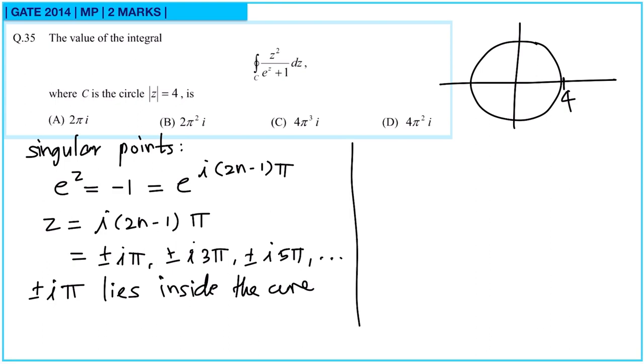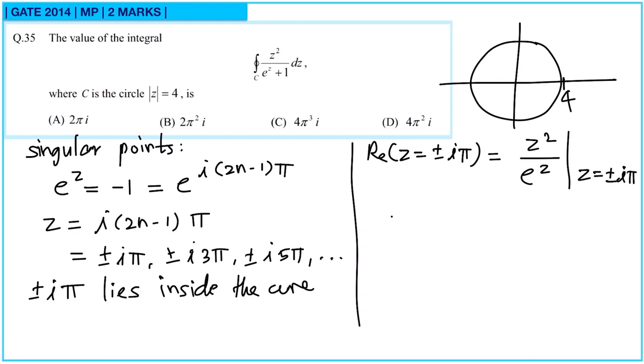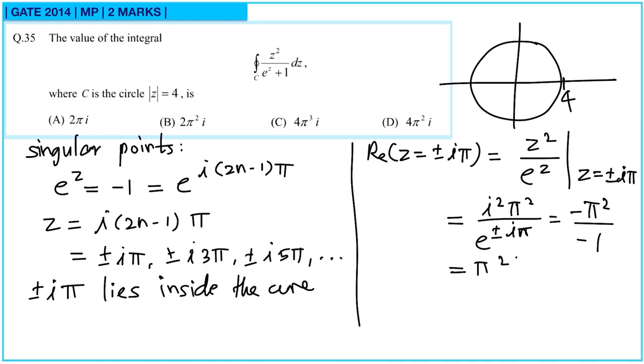So let us find out residue at those points. So residue when z is equal to plus minus i pi will be equal to, numerator as it is, and we have to take derivative of denominator, which is e raised to z, at z is equal to plus minus i pi. So z is plus minus i pi, its square will be i square into pi square, divided by e raised to plus or minus i pi. So this will be minus pi square upon e raised to plus or minus i pi, which is always equal to minus 1. So this will be pi square. So at both points residue is pi square.